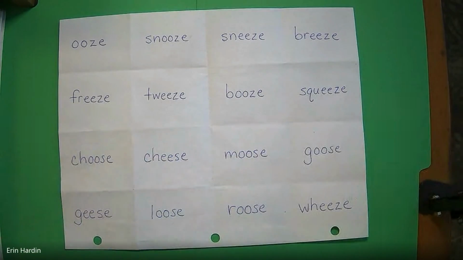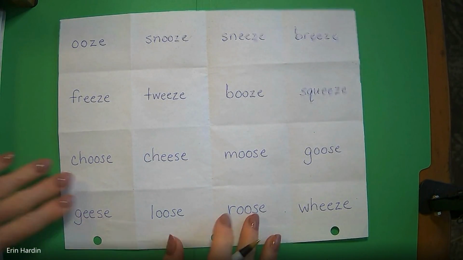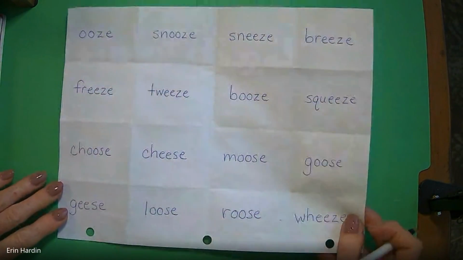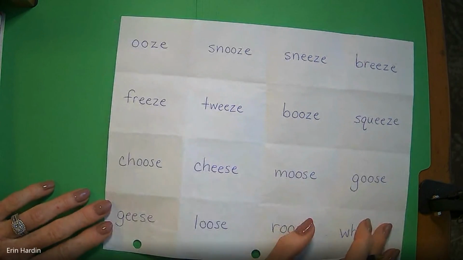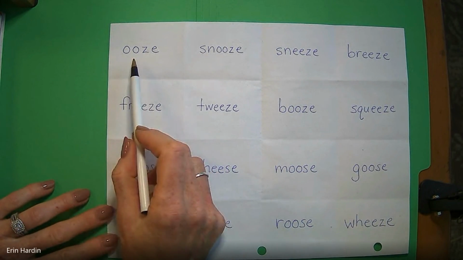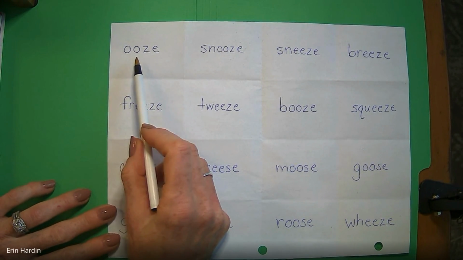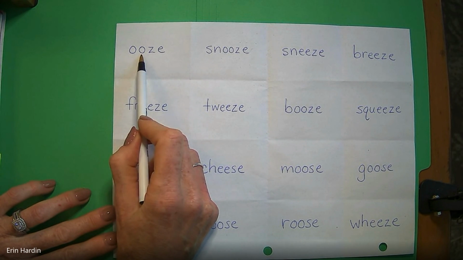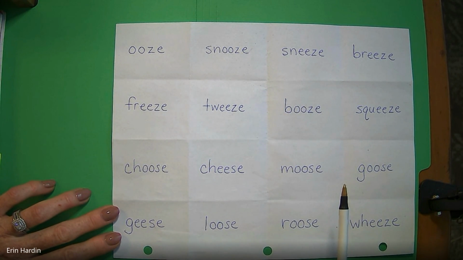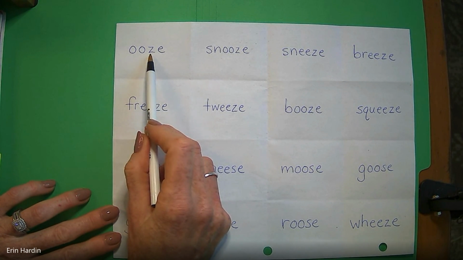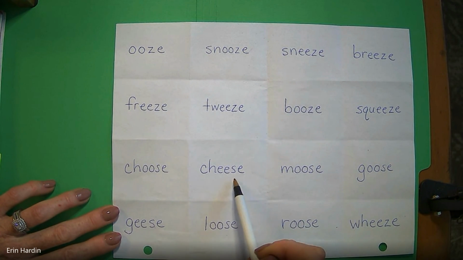What I've done here is I've just taken a piece of paper and folded it so I have 16 squares. And I've chosen words from a previous skill that I've taught. So I have OO moon and OO teeth and EE words. And this focus is going to be on the ending sounds of ZE and SE.